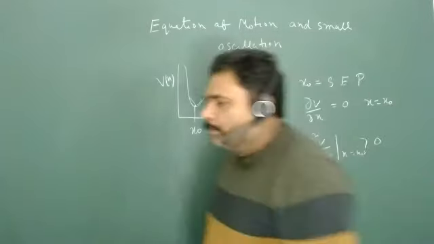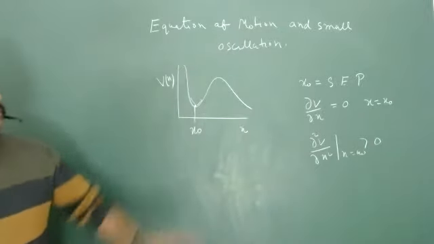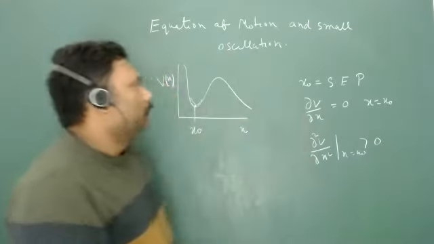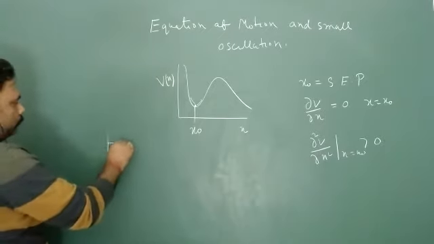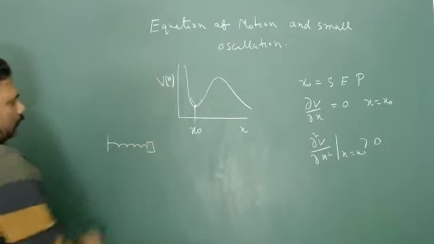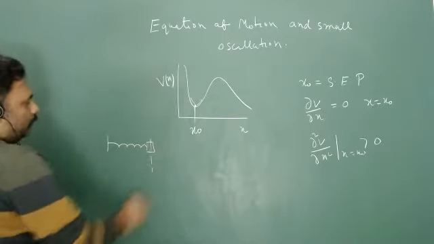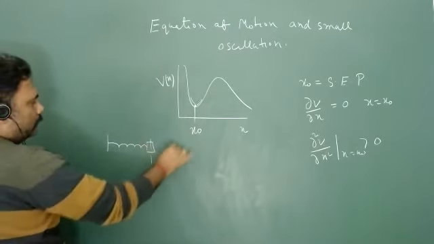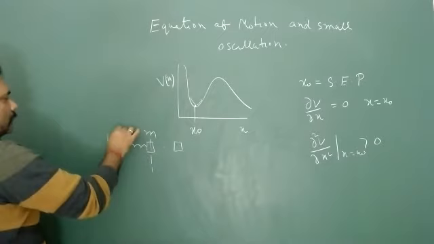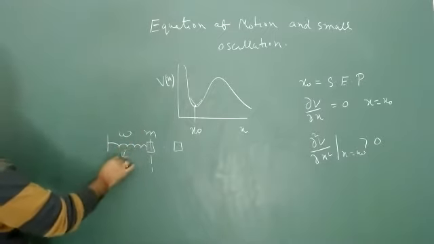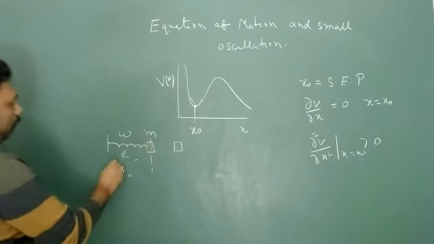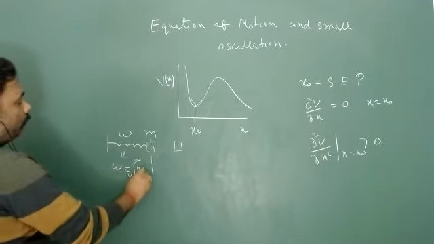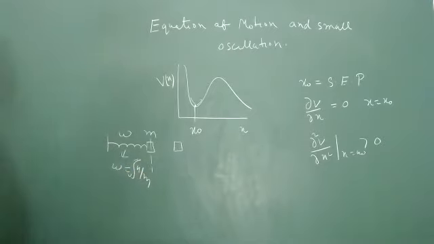Now, what is the meaning of simple harmonic motion? Sometimes we also call this a small oscillation. For example, suppose I have a harmonic oscillator. In this harmonic oscillator, suppose this is my equilibrium point. This is mass m and this is omega, with k, and omega is equal to root under k upon m. We know all this for simple harmonic motion.